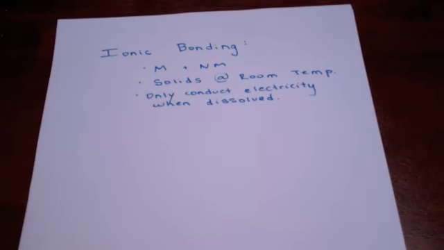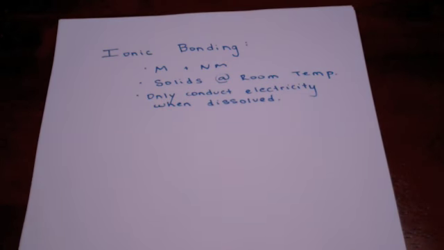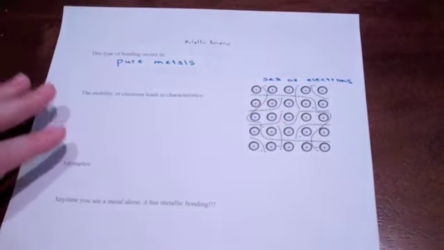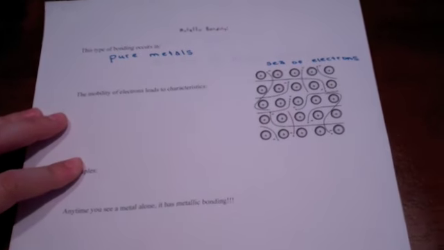Now, I'm going to talk about two other types of bonding. We've talked about ionic bonding, we've practiced with ionic bonding. Now we are going to talk first about metallic bonding, and then we are going to talk about covalent bonding. If you'll flip to page 8 of your packet, metallic bonding occurs between pure metals.